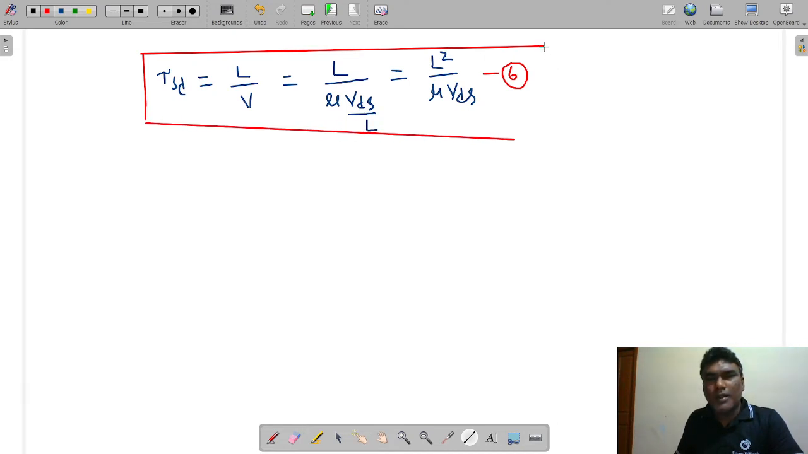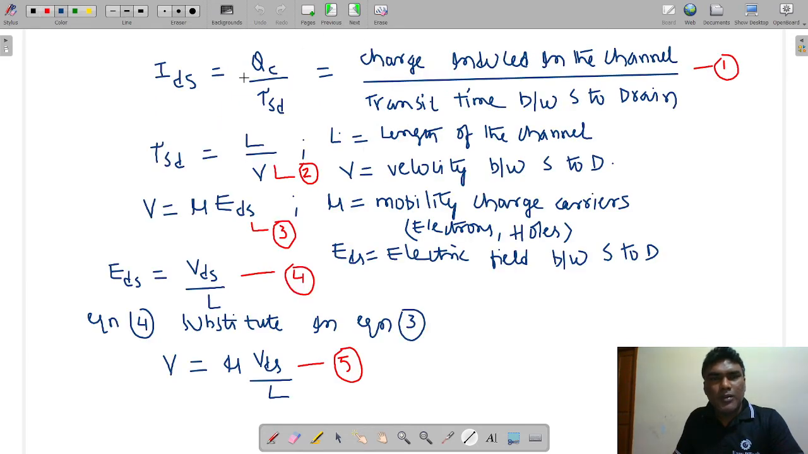Now the another one is we need to find out this charge induced in the channel. So IDS, drain to source current, is equal to charge induced in the channel by transit time between source and drain. We derived this transit time between source and drain. Let us find out the charge induced in the channel. Then substitute here, then we find out the IDS in non-saturation and the saturation region.